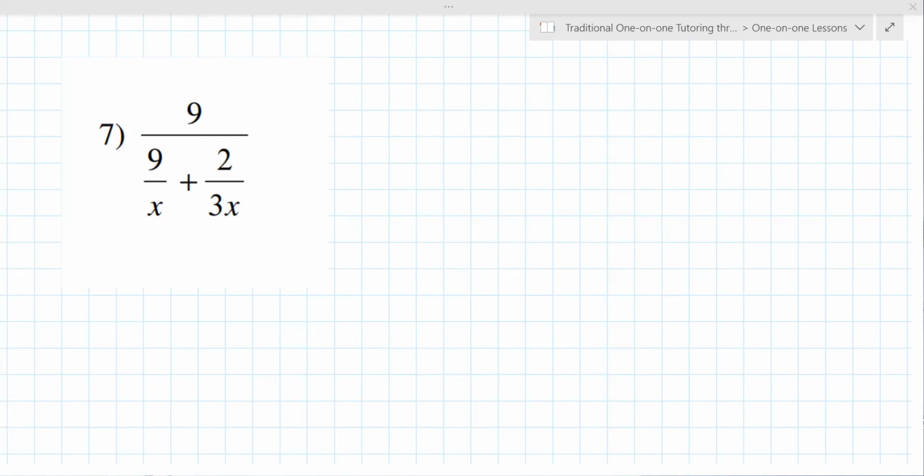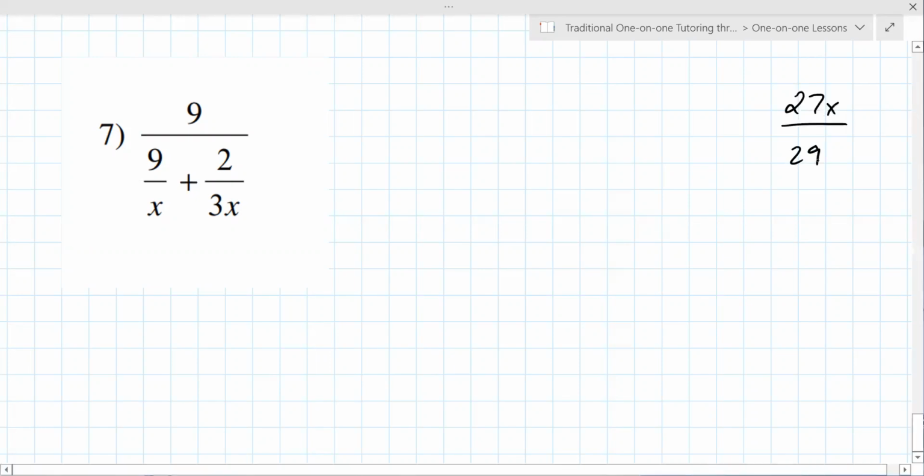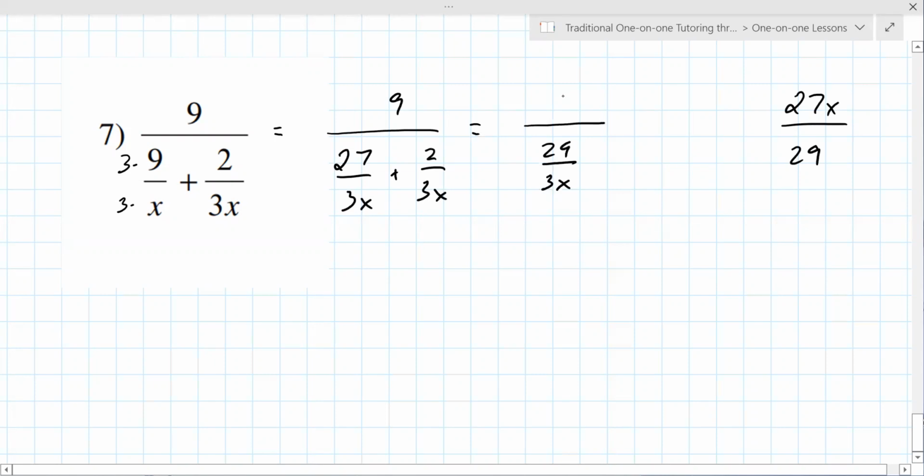Would it be 27x over 29? Looks like a lot of the right numbers there. I'm not sure. I'd have to work this out, and I'll do that now. The common denominator is a 3x on the bottom, and so I think that's where you got the 29 from. So that makes sense to me. 27 over 3x plus 2 over 3x, and then 29 over 3x, and then a 9 on top. And then you multiply by the reciprocal, 3x over 29.